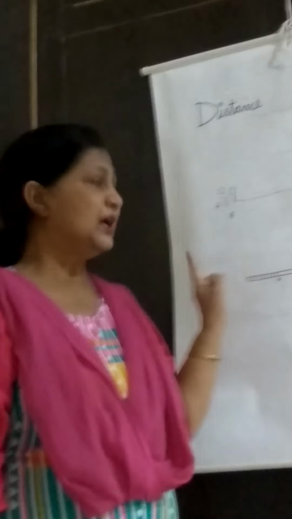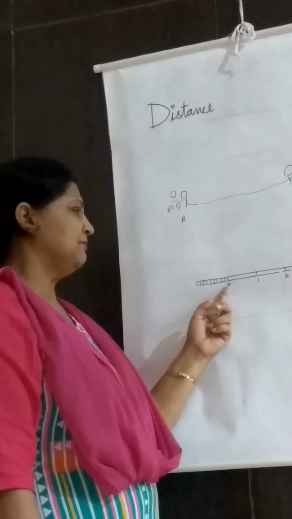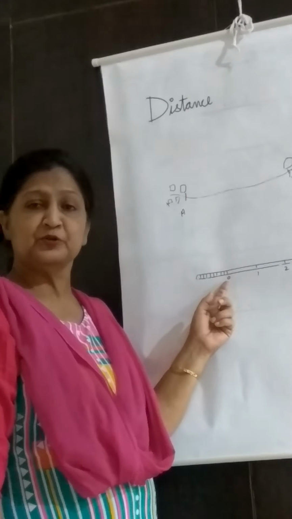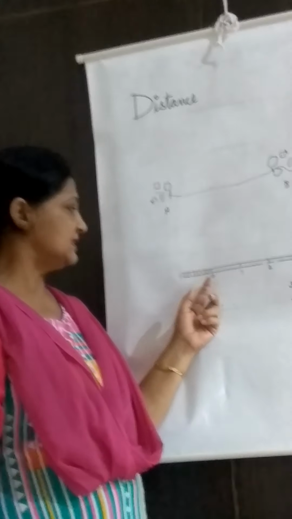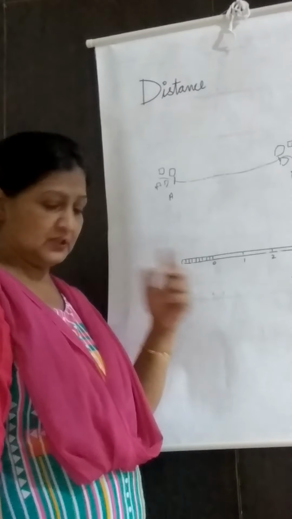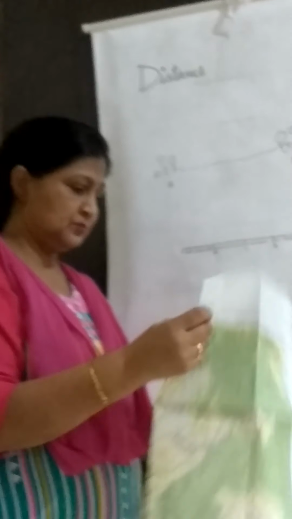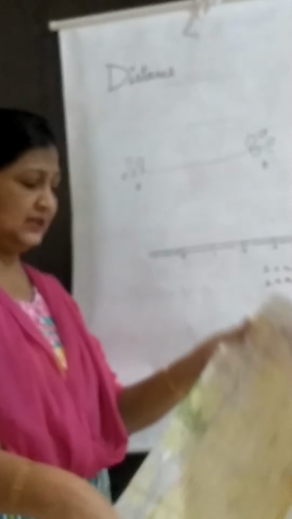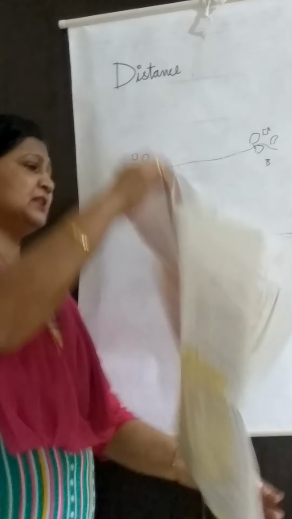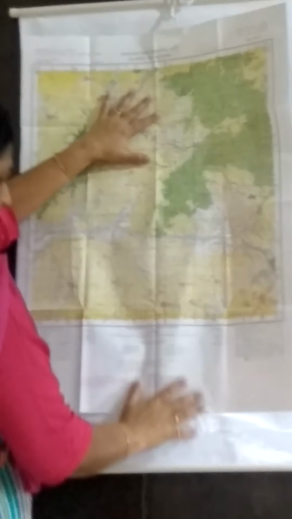Along with these mistakes, also keep in mind that the zero on your scale starts somewhere in between. It is not at the first point. See, it was given in the topo sheet. I am going to show you the scale which is given on the topo sheet. See, the scale was given and it starts 0, 0, 1, 2, 3, 4, 5, 6. So it always starts like that.